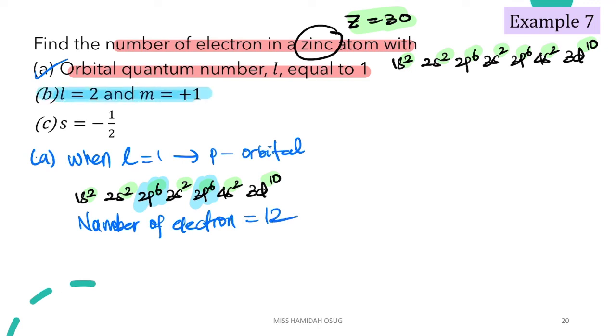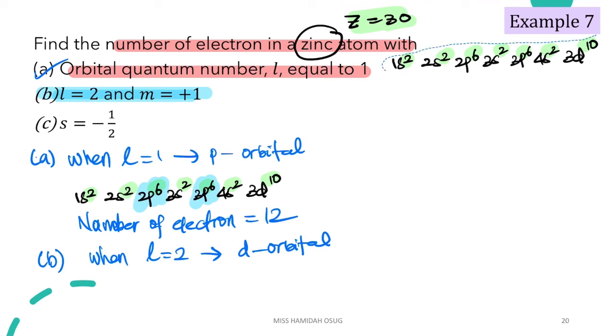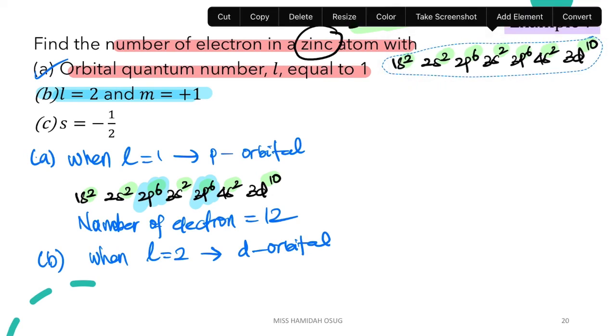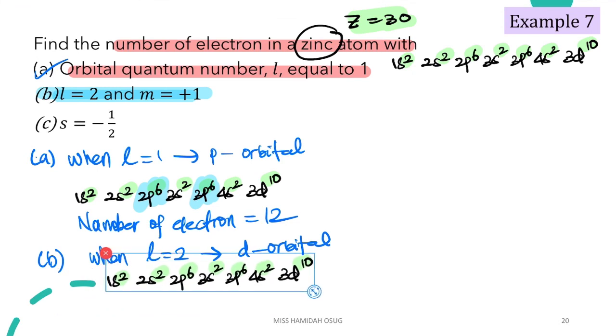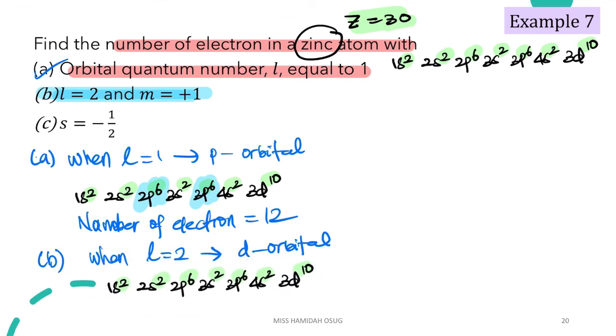Next, for question B, you have to find the number of electrons when L equals to 2 and M equals to positive 1. So when L equals to 2, meaning to say it points to the d orbital. So when we look at the SPDF notation, there is only one d orbital present there, in which it is 3d10. So when we draw the orbital diagram for the 3d orbital, it will look like this.